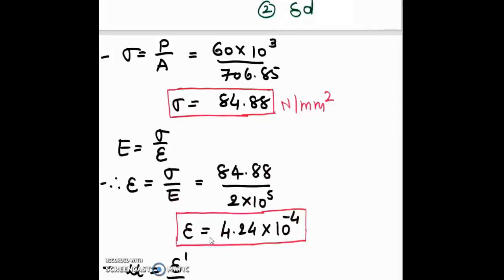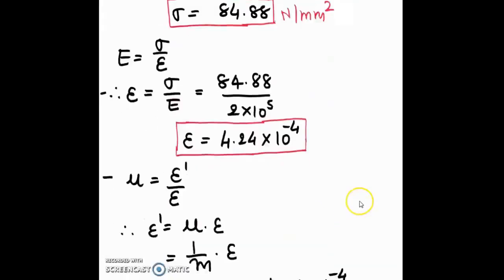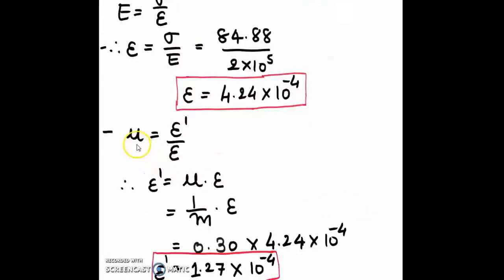So first our target is to find the value of the linear strain and lateral strain. Then we calculate the example. Using the Young modulus equation, E is stress upon strain, so strain is equal to stress upon Young modulus. We have the value of the stress, and also the value of the Young modulus. Then we find the linear strain is equal to 4.24 into 10 raised to minus 4.